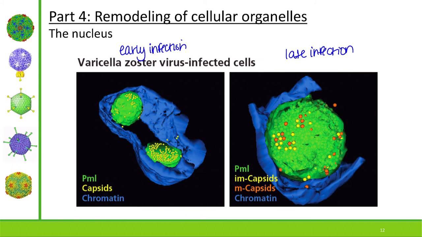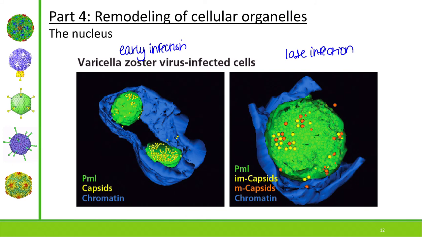The blue here is the chromatin. So we can't see the whole nucleus, but around the green blobs, which we'll talk about in a second, that is supposed to represent the size of the nucleus. So that chromatin is being pushed up against that double membrane, so that nuclear membrane.